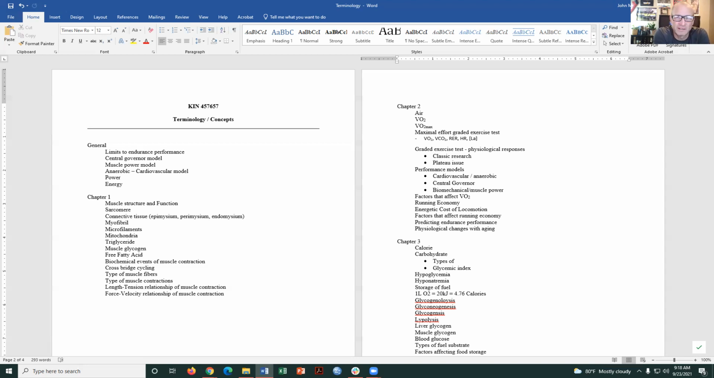Running economy and energetic cost of locomotion. So running economy is how much oxygen we're consuming, the rate of oxygen that we are consuming for a given running speed. So that's a rate, okay? Energetic cost of locomotion is an amount of oxygen consumed for running a given distance. So the units of these parameters are unique, but yet they're linked mathematically. And I go through the math of how these two are linked.